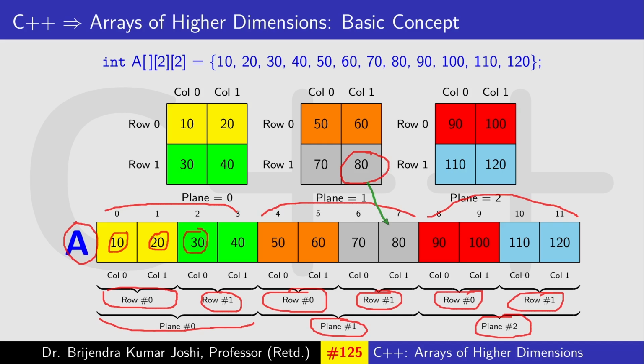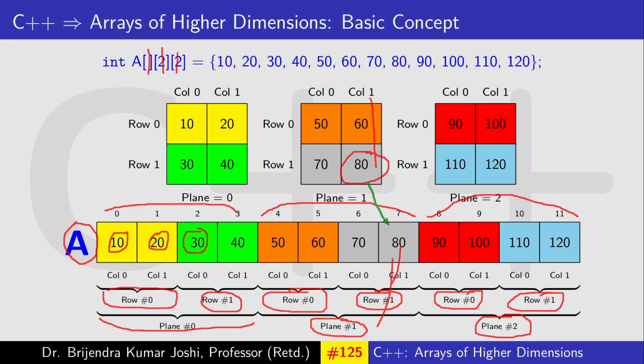How do we reach 80? So what is the plane number? It is 1. It is under plane number 1, and under plane number 1 it is under row number 1, and it is under column number 1. So the index for 80 would be, how to access it within the square brackets, A[1][1][1]. How to reach it in linear memory?